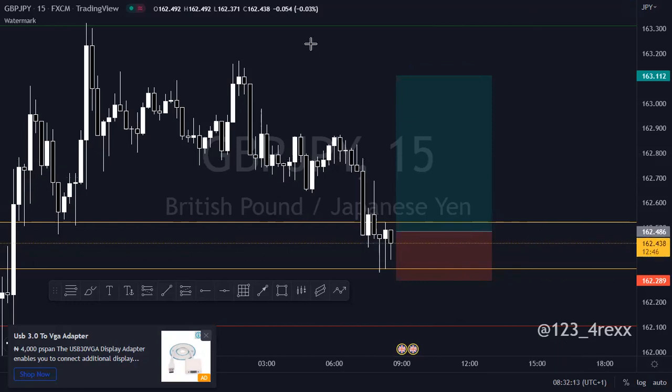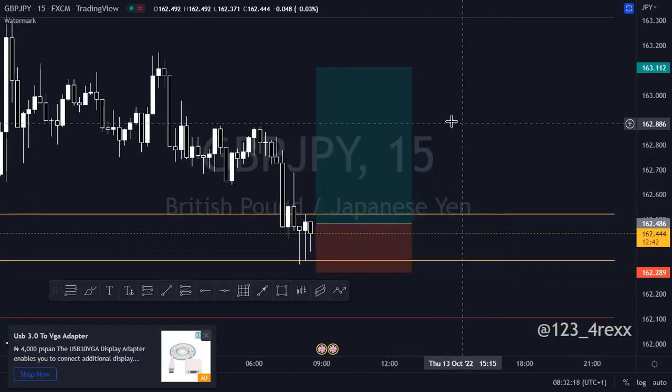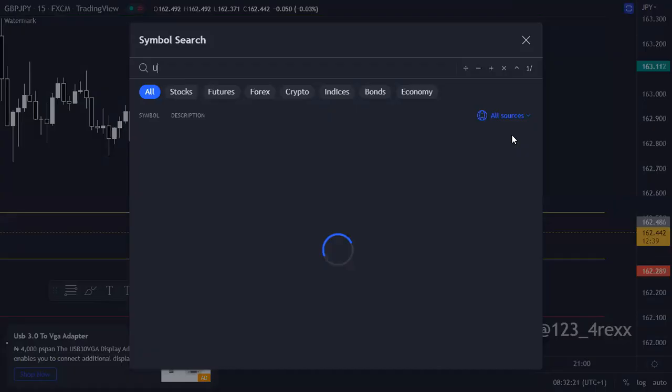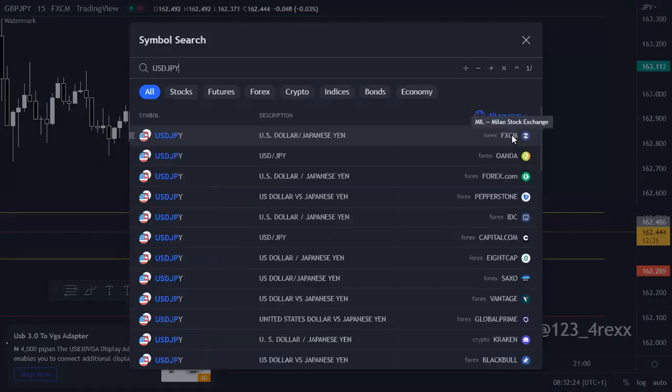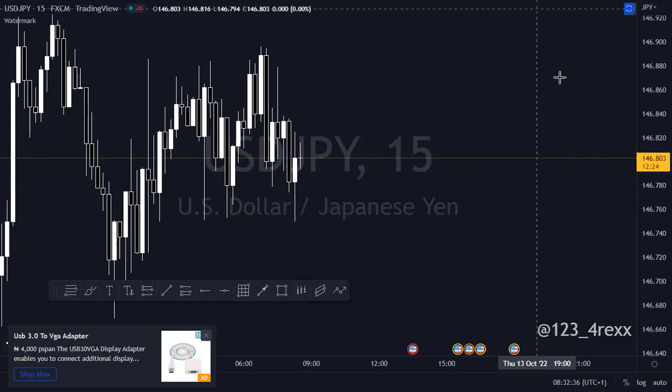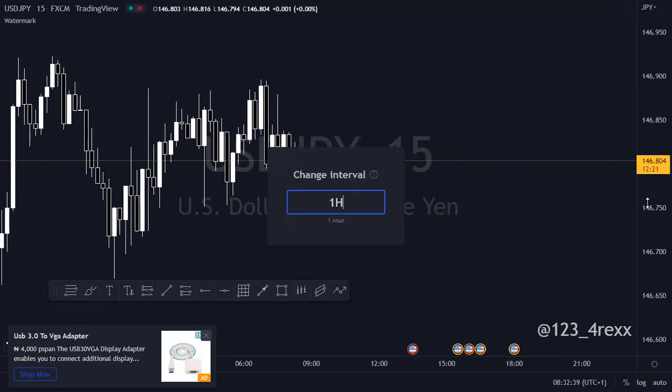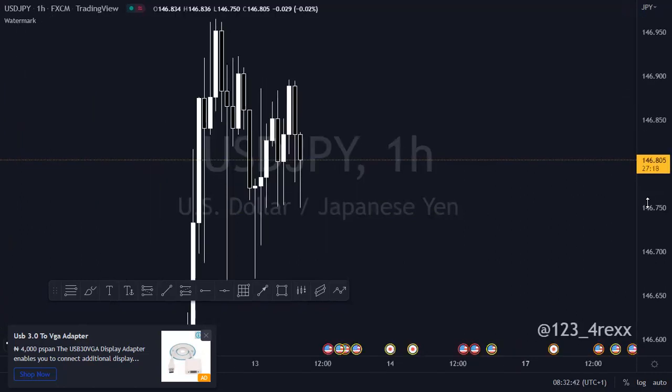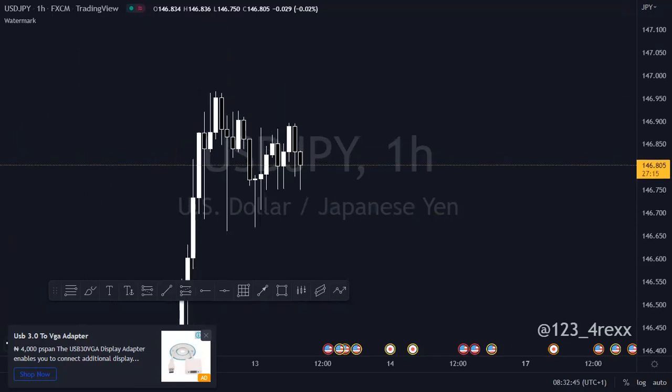Let's see, someone is sending a message in the chat. So this is basically what we have on GBP JPY. Let's see how this trade will go. Then USD JPY. Let's see what we have on USD JPY. Let's check the 1H. What's the 1H looking like?